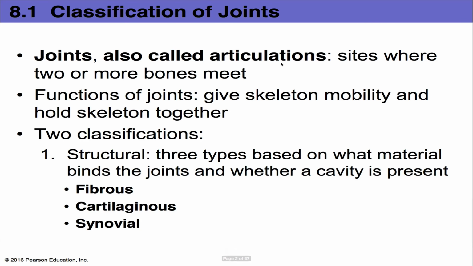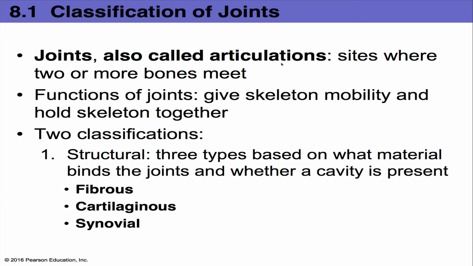So, beginning with chapter 8, this chapter is on joints. Now, a joint, also known as an articulation, is a point where two or more bones come together. Whenever two or more bones meet, we say that they're articulating. So that's an articulation point. Joints connect two bones together; they're points where two bones meet.